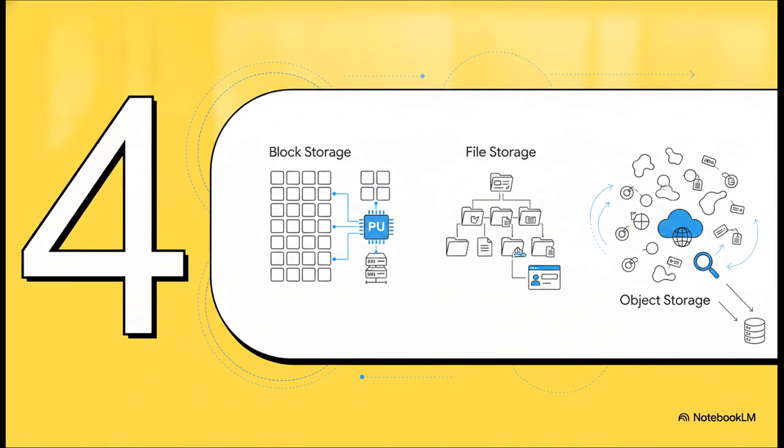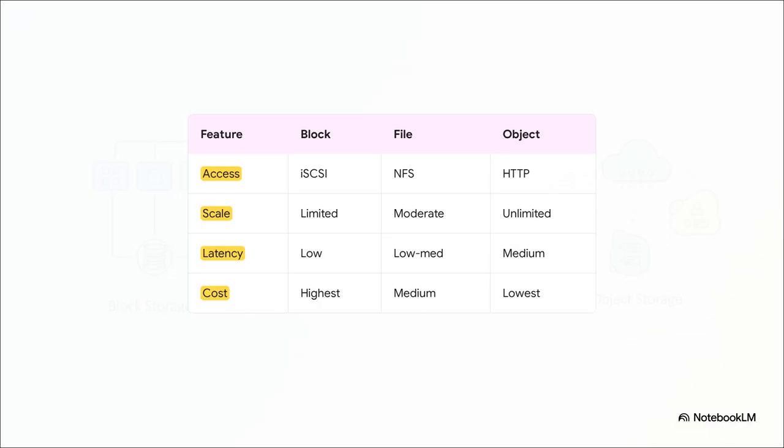Okay, moving to Section 4, the ultimate storage showdown. Let's figure out how to choose the right storage. I want you to think of this matrix as your ultimate architect's cheat sheet. Look at the access methods here. Block gives you raw blocks for a single machine. File gives you shared network paths for multiple machines. An object? That gives you standard web URLs accessible from the entire internet.